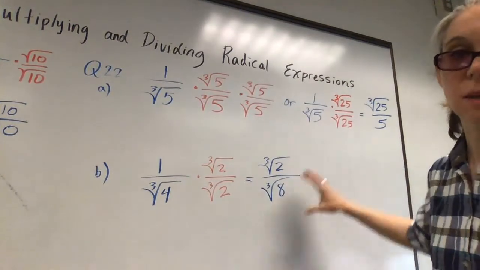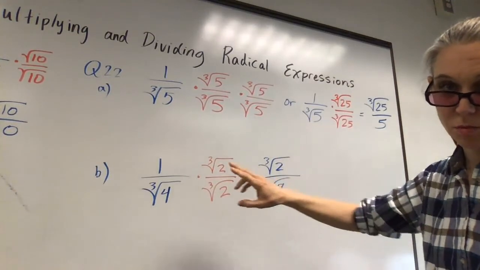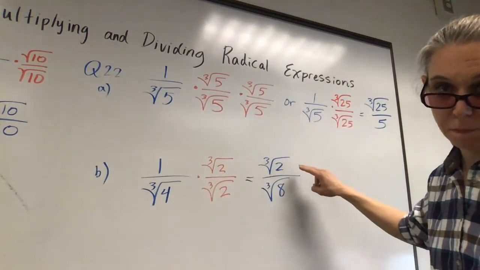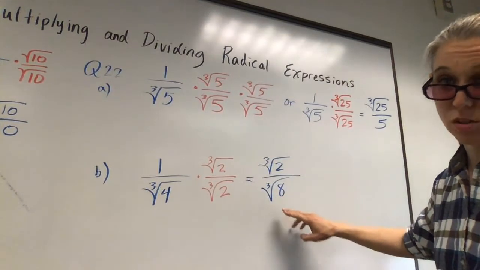This intermediate step is not required. I just want to show you very clearly: numerator times numerator, denominator times denominator. The cube root of 8 is 2.